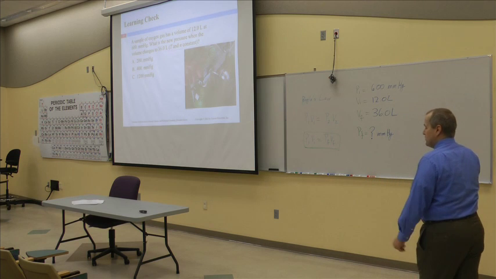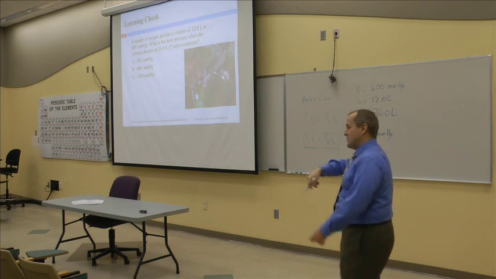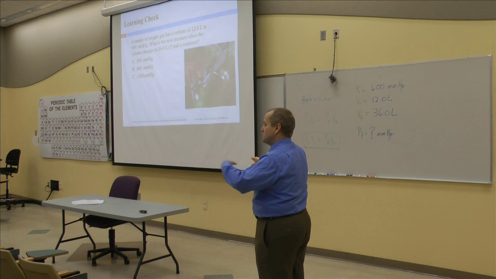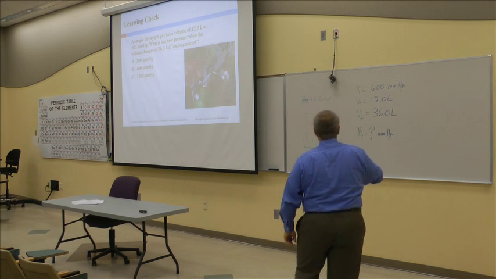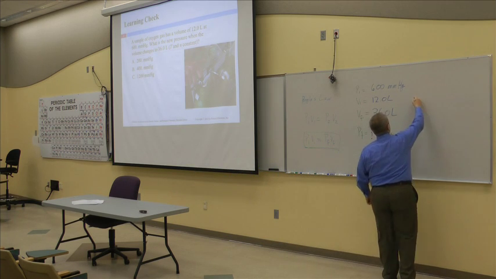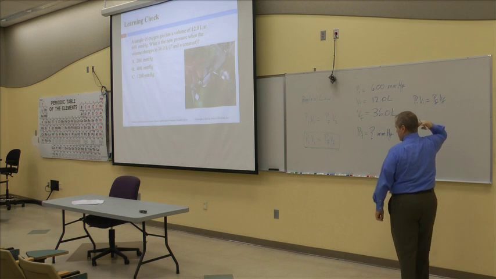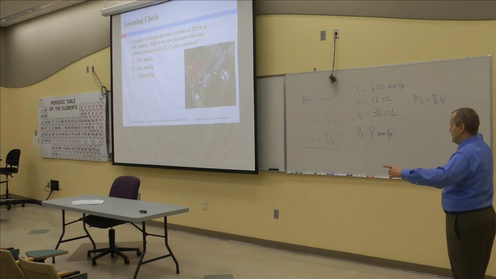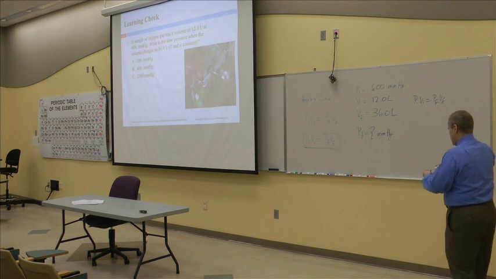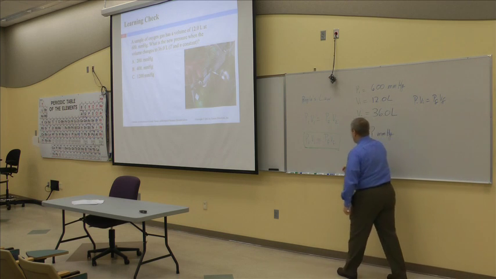We're relating pressure to volume. We go back to the formula sheet and we see that, okay, only one formula relates pressure to volume. That's Boyle's law. So we know that PI VI equals PF VF. Is that correct? Yes. Everybody like it so far? Yes. All right. So we're trying to isolate PF.